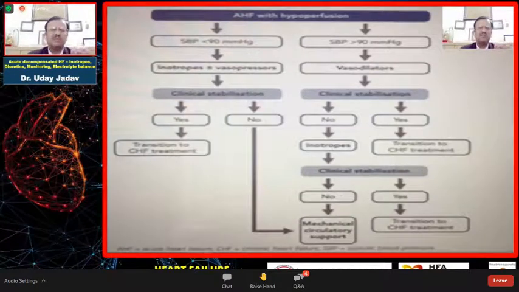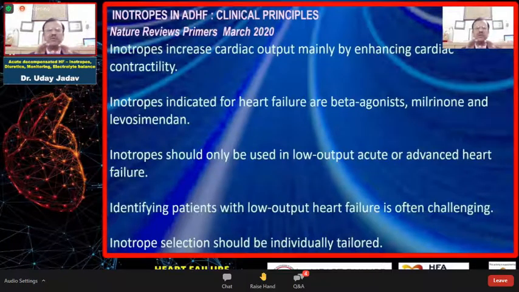If the systolic blood pressure is less than 90, then you will give the inotropes. If it's more than 90, try and use a vasodilator. And I'm going to show you this chart a little more thoroughly based on some very important principles. The inotropes enhance the cardiac contractility, as we know. So you have some beta agonists, milrinone and levosimendan, which are extremely useful. Please do use them in low output acute heart failure.